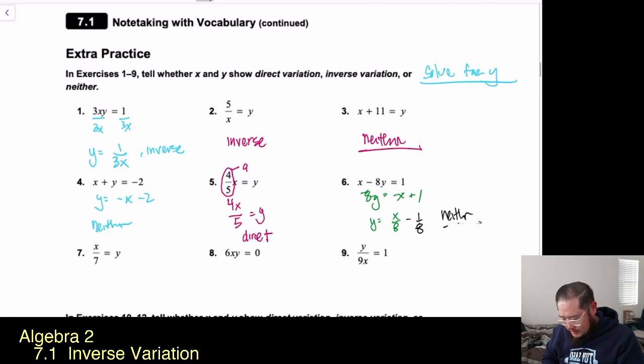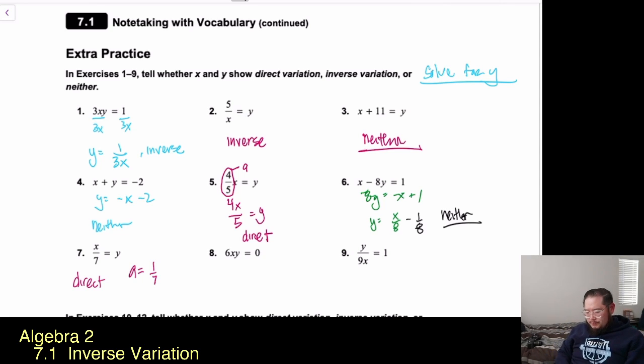Let's take a look at number 7. Okay, we have ourselves x over 7 is equal to y. This is looking similar to that of number 5. Look how I put number 5 together, right? I put 4x over 5. This one right here is x over 7. This right here, once again, is direct variation. Now, if I said, what's the a term, what would it be? A is equal to 1/7. All right? So I'm kind of showing you with number 5, putting it together, how number 7 happens to have the same relationship.